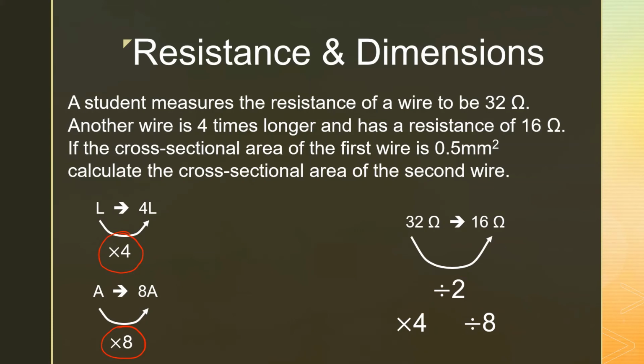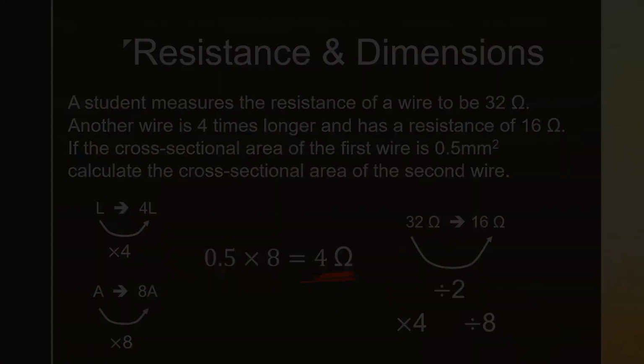Very complicated, but I'm hoping some of you will be able to follow that. So let's now have a look at where this ties back into our final answer. Well, I know from the question that our original wire has a cross-section of 0.5, and so if I want to increase that by a factor of 8, it's going to end up being 4 ohms. So that there is our final answer.